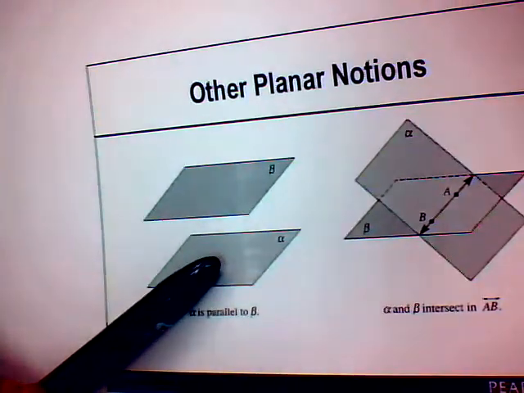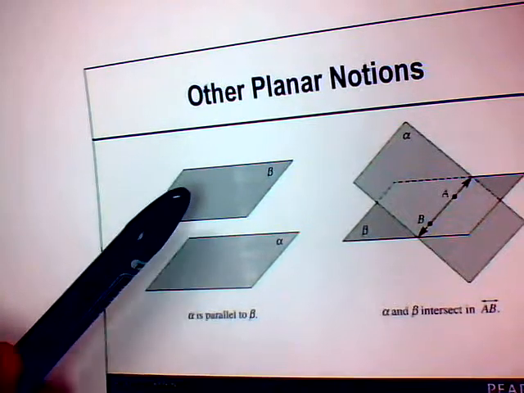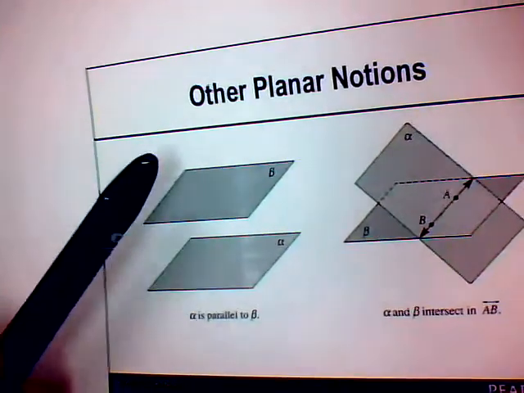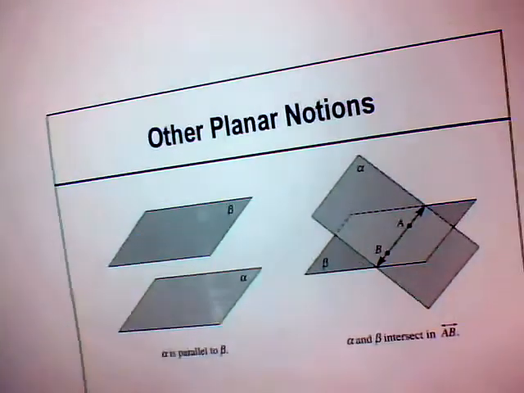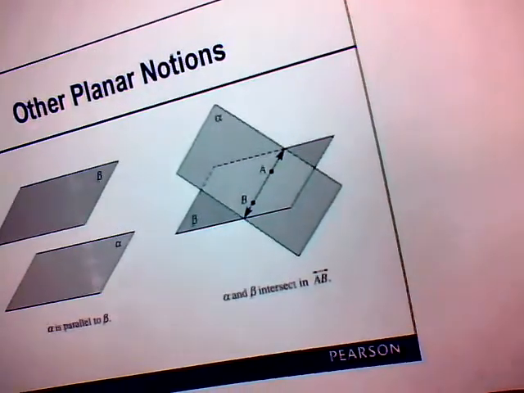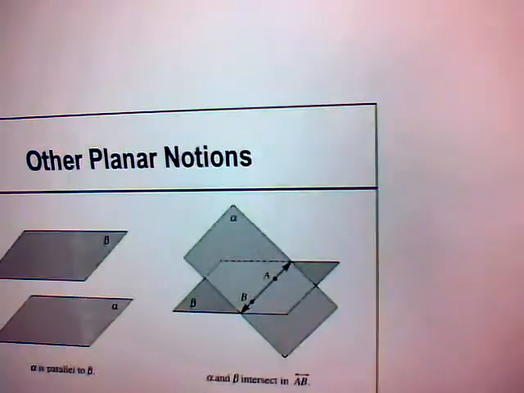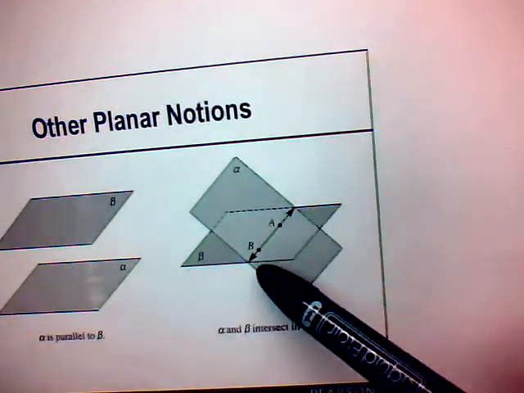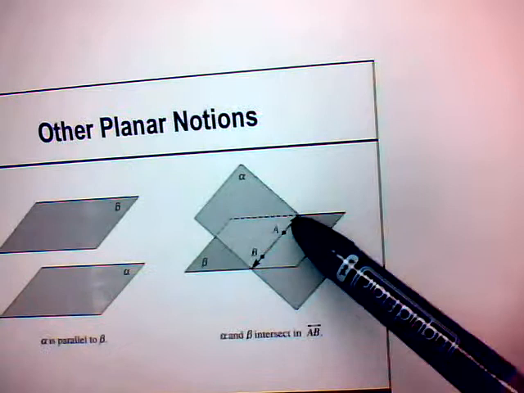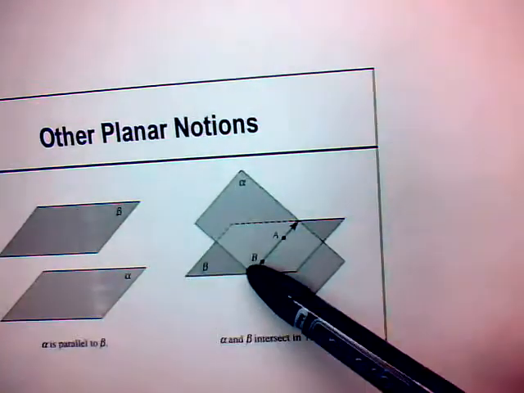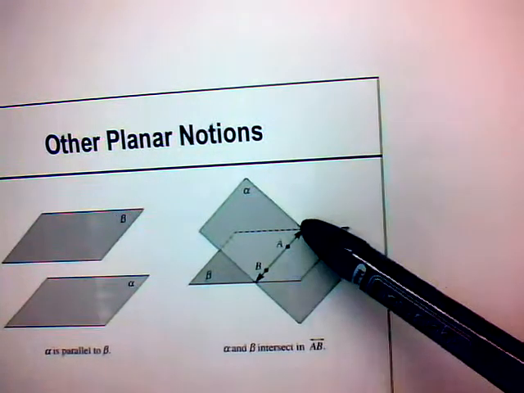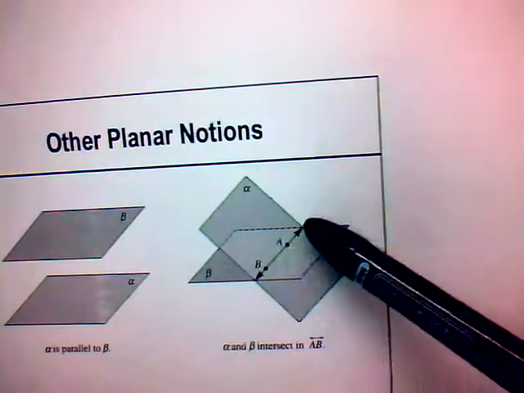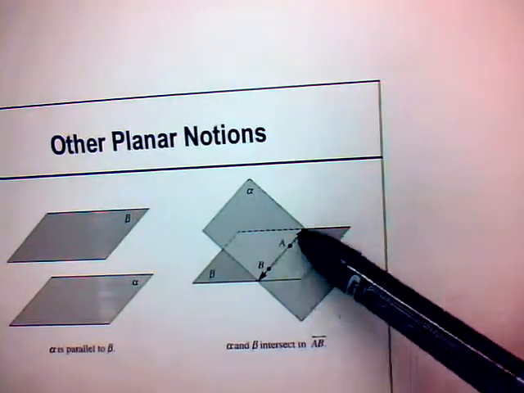Plane alpha is parallel to plane beta. As you can see, those planes do not intersect anywhere. Now, alpha and beta intersect at a line called line AB. We did mention that if you intersect two planes, that intersection is going to be a line. In this case, line AB.